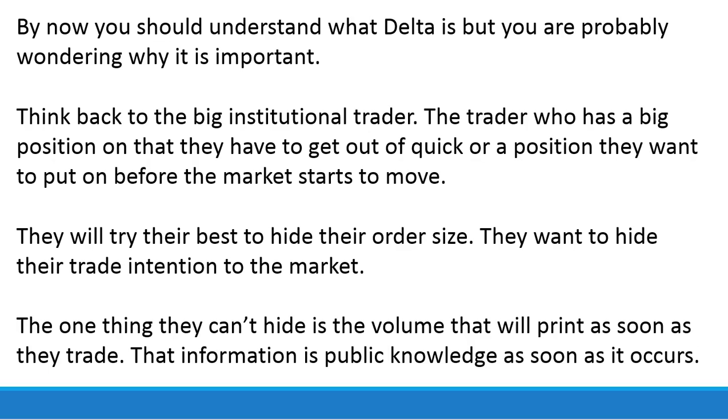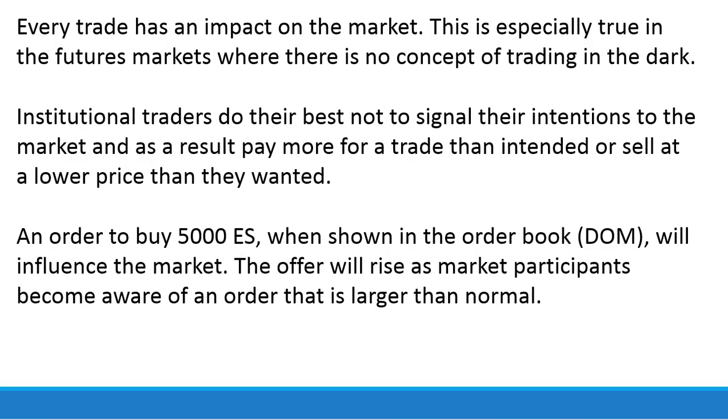The thing they can't hide is the volume that prints as soon as the trade is done. That information is public knowledge as soon as it happens. Once it trades, whether it trades 1 lot or 500, it prints in the volume. It's there for everybody to see and analyze and make their trading decision. I'm not someone that trades off a DOM anymore. I want to see a trader's conviction, not necessarily their intention.